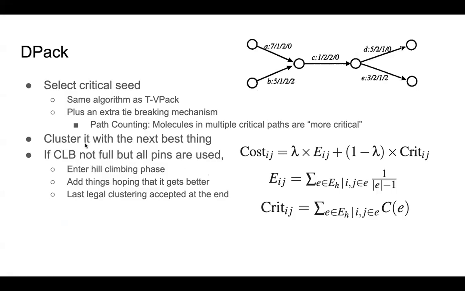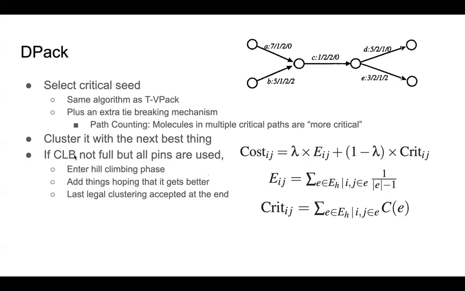They take that seed and cluster it with the next best thing. So let's say you have this one, and it's connected to these three atoms. And so this one here, I guess, is the most critical thing it's connected to. So it clusters these two together, and then the next best thing would be this one, and it just goes on until the CLB is full.